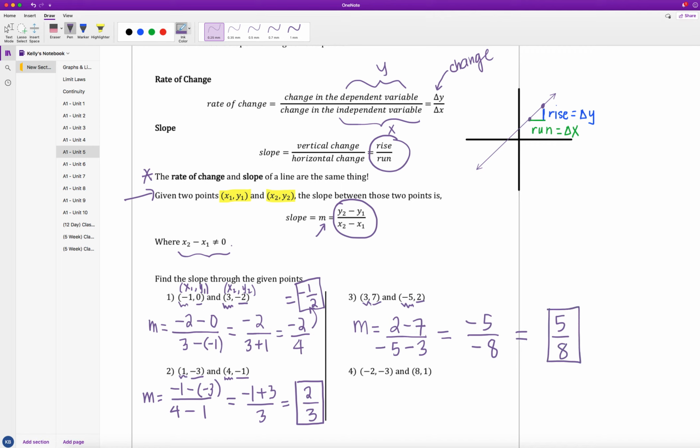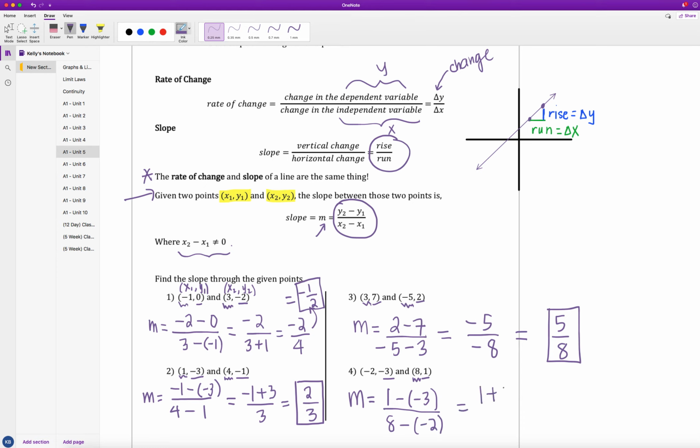Let's look at example 4. It says (-2, -3) and (8, 1). Why don't you guys pause the video and calculate slope on your own first? Let's check number 4. So we want y2 minus y1, so 1 minus a negative 3 over x2 minus x1, so 8 minus a negative 2.